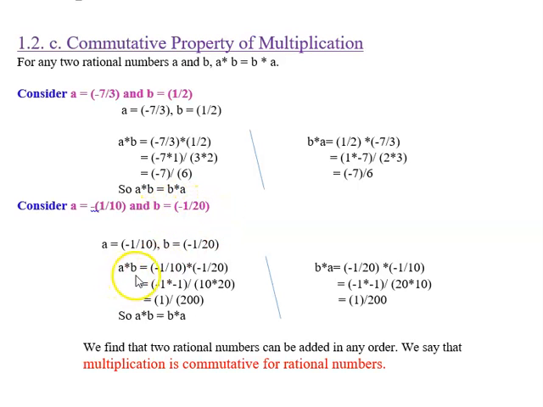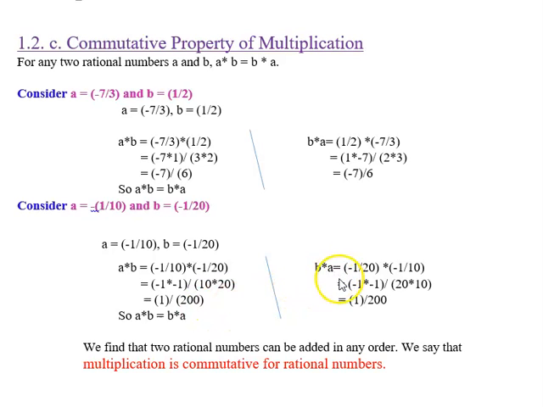First we'll multiply a times b. So that is negative 1 over 10 times negative 1 over 20. So we are multiplying numerator and denominator separately. Negative 1 times negative 1 is the numerator and 10 times 20 is the denominator. So negative 1 times negative 1 is 1 and 10 times 20 is 200. So a times b is 1 over 200.